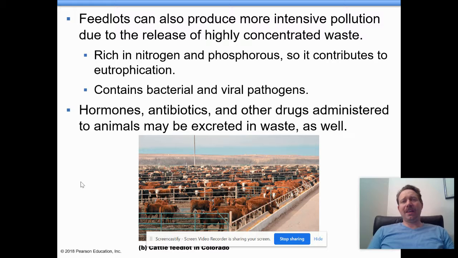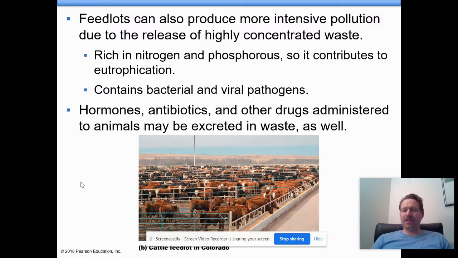But it also produces a lot of intense pollution, as you can imagine, the density of these organisms producing highly concentrated waste. Rich nitrogen and phosphorus contributing to eutrophication if it runs off into a water source, and also containing bacterial and viral pathogens. Hormones, antibiotics, and other drugs are also given to these animals just to keep them healthy, and more so because they're in higher densities. The higher the density of population, even for humans, the higher risk of spread of disease we can clearly see in this area.